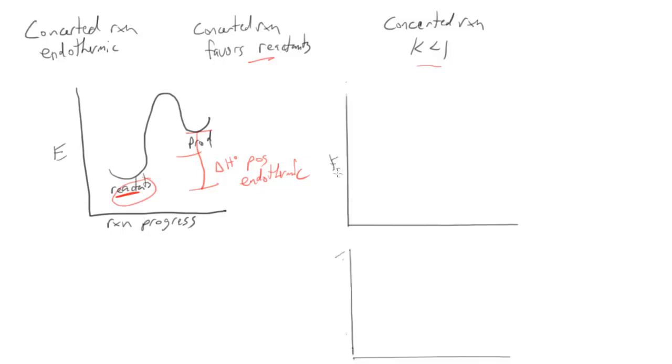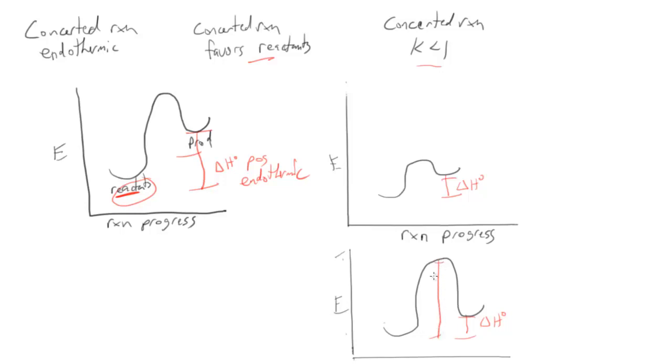So again, we have energy on the y-axis, and our x-axes are going to be reaction progress. So what I want to look at are two reactions that both have the same delta H. So I'm going to pretend that this delta H and this delta H are identical. But now we have different activation energies. And we have to consider how that changes our reaction.